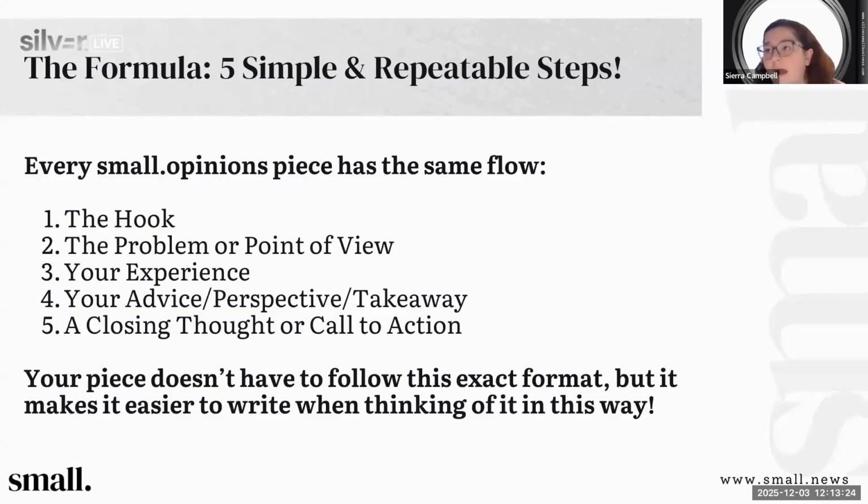For example, if you're writing about a law that was put into place in your community and it affects small business owners, your call to action at the end could be to email or give your local government a call, write them a letter, tell them how you feel about this law. So it could be things like that, or it could just be something like, this is how I think about it, kind of like a summary of what your small opinion piece was. And again, your piece doesn't have to follow this exact format, but it does make it easier if you're stuck to write it in this way.